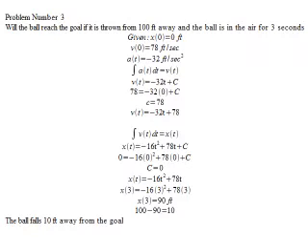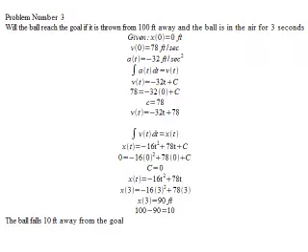Will the ball reach the goal if it is thrown from 100 feet away and the ball is in the air for 3 seconds? Given that the position function at 0 is equal to 0, the velocity at 0 is 78, and the acceleration function is negative 32, we first want to integrate the acceleration to get velocity, and we get velocity as negative 32t plus c. We want to solve for c, so we use the given above, and we set it equal to 78 and plug in 0, so we get c is equal to 78. And now our velocity function is negative 32t plus 78.